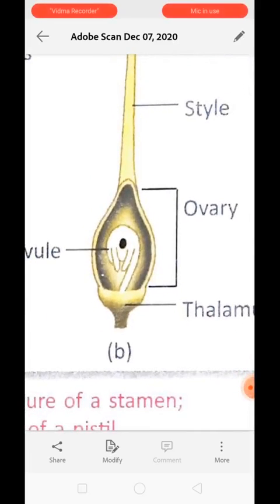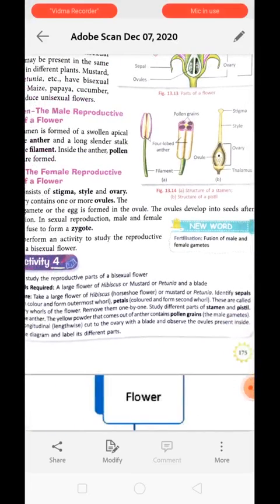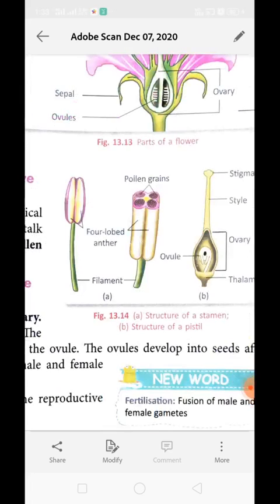Now the flower and its different parts, we are going to discuss them. Firstly, you must have a clear idea that to perform sexual reproduction the plant needs two types of gametes, one from male and the other from female. The male gamete is termed as pollen grain and the female gamete is termed as ova. The pollen grain is produced on the male part of the flower and the ovum is produced in the female part of the flower.